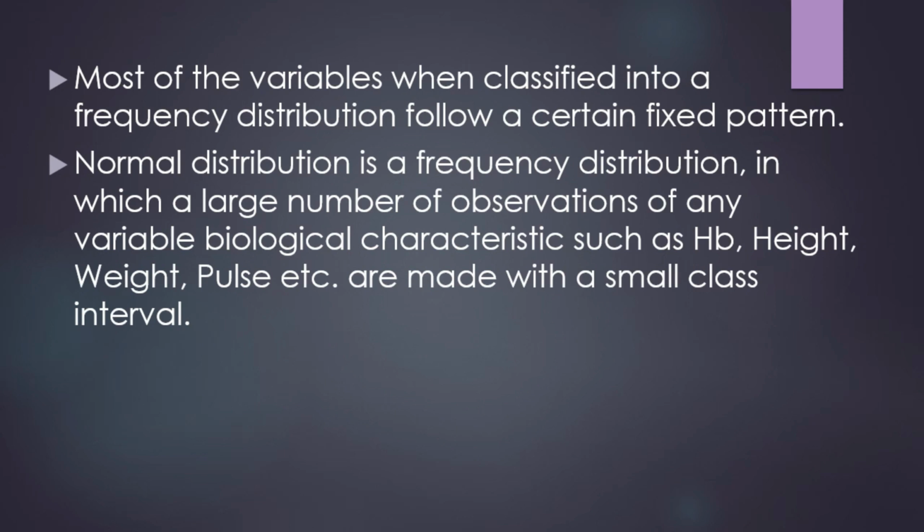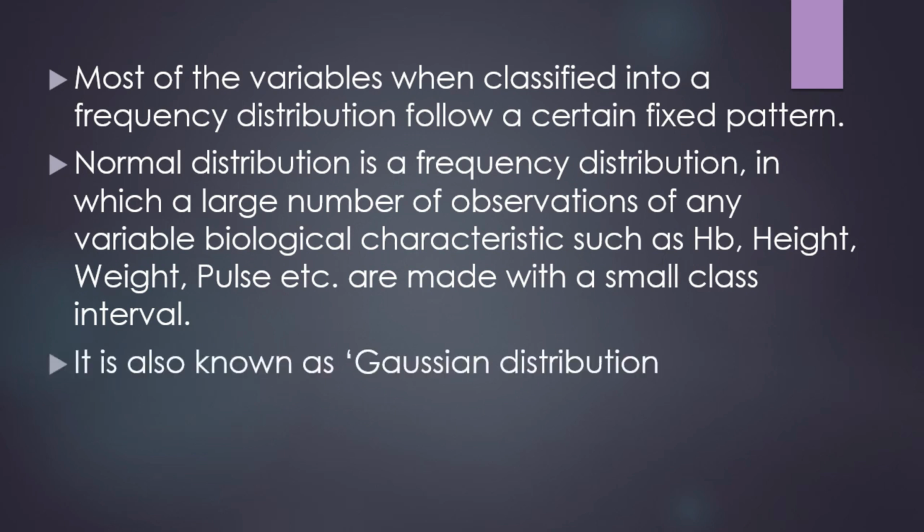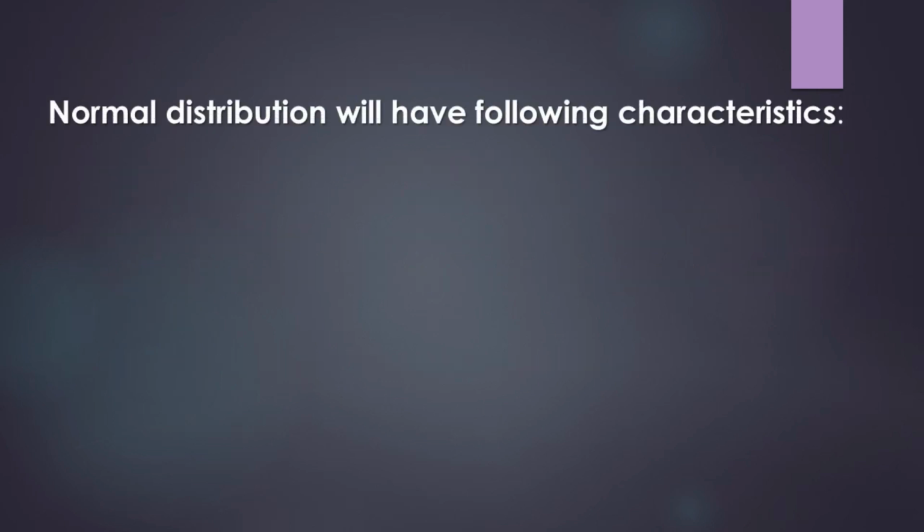assume. Normal distribution is a frequency distribution in which a large number of observations of any variable, biological characteristics such as HB, height, weight, pulse, etc., are made with a small class interval. It is also known as Gaussian distribution. When plotted graphically, it is called a normal curve or Gaussian curve. The normal distribution plays a very predominant part in medical and biological research.